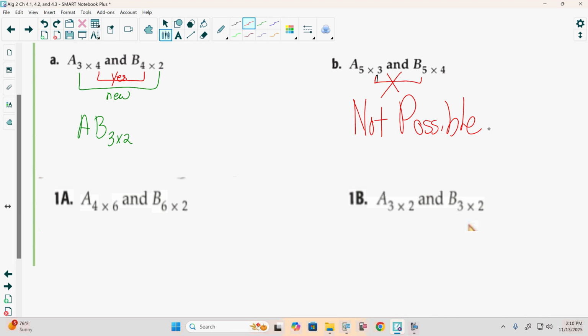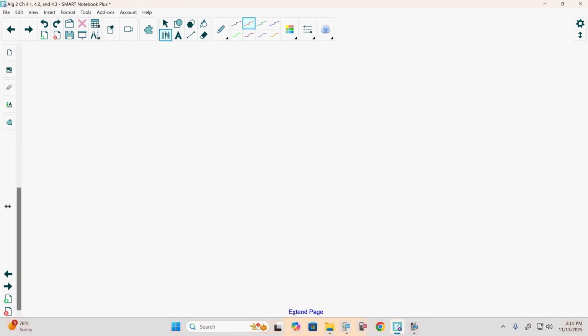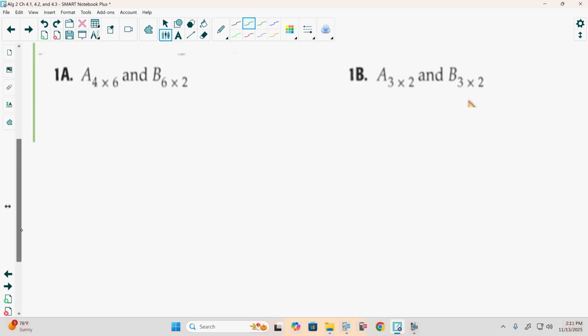Let's look at 1A. Columns of the first is 6. Rows of the second is the same, so yes, we can multiply it. And our new dimensions for AB: rows of the first is 4, columns of the second is 2. So our new dimensions when we multiply these together is going to be a 4 by 2.